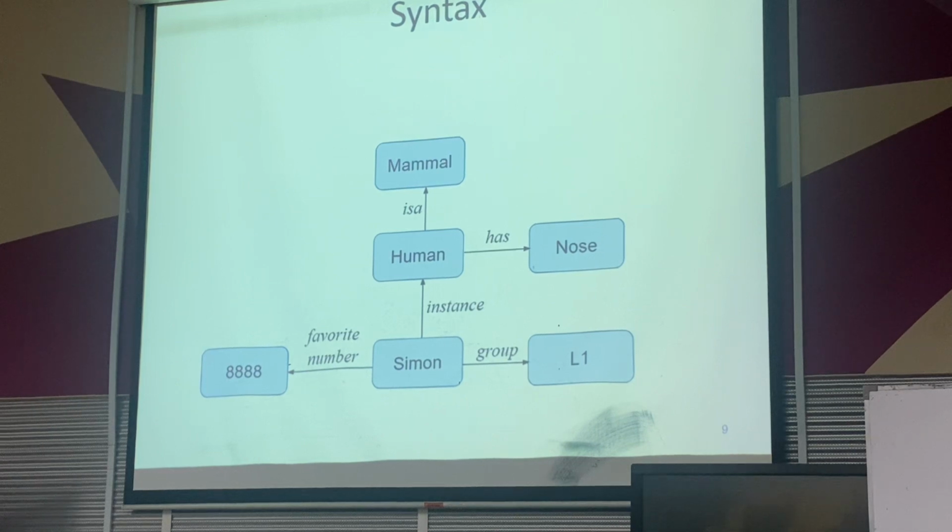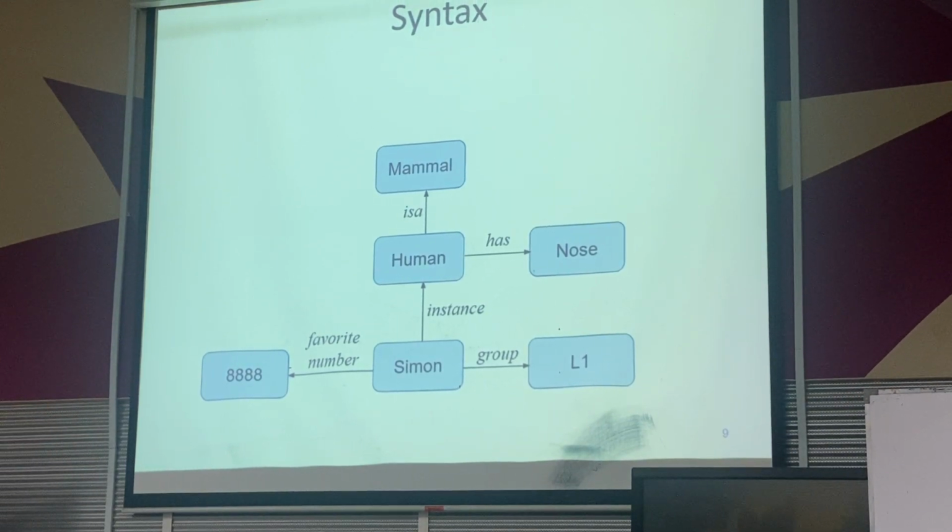But for "is a" and "instance", you have to take note. It's quite different between "is a" and "instance" here. "Is a" means subclass: Human is a subclass of mammal. Maybe monkey is a subclass of mammals. But Simon is just one of the examples.